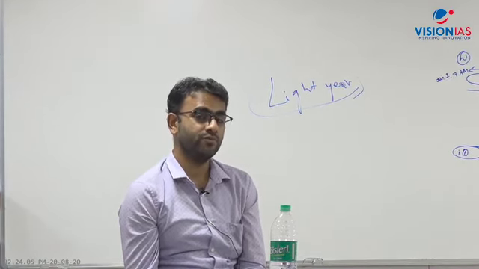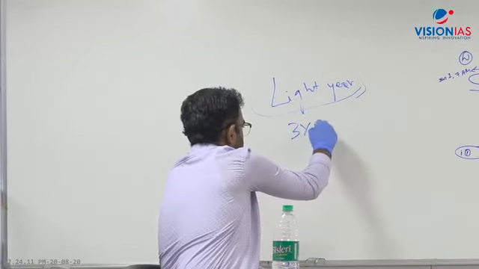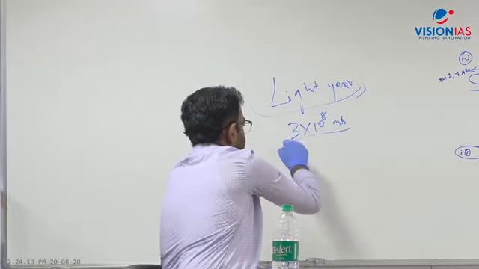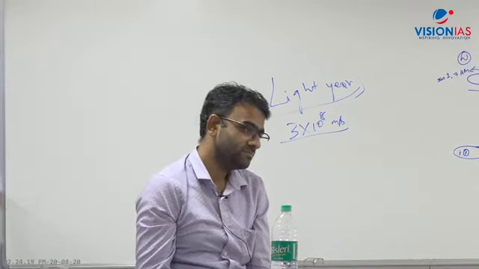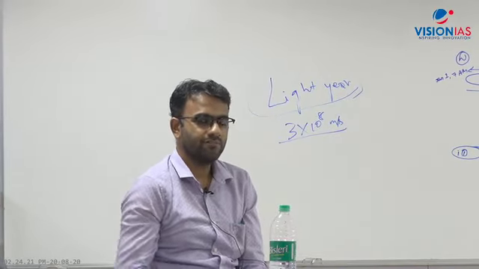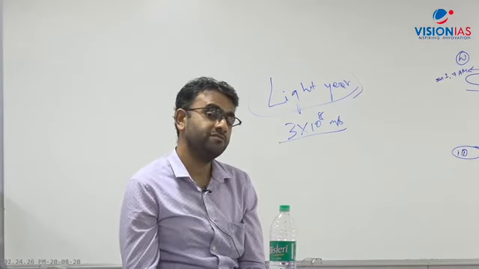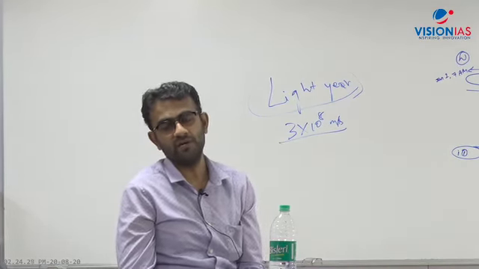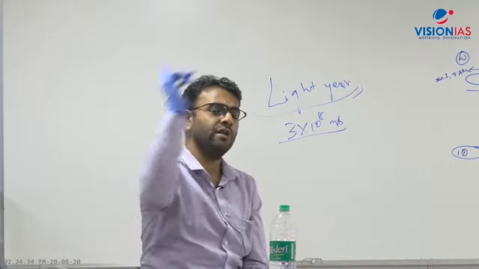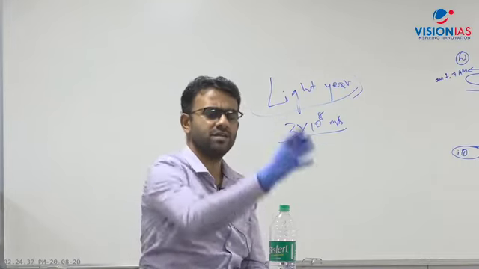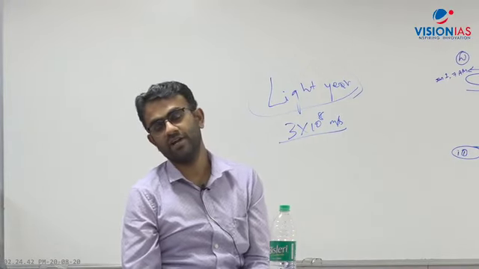You can imagine what would be the speed of light? 3 into 10 to the power 8 meters per second. You have to put 8 zeros after the 3. So that many meters per second is the distance travelled by light in 1 second. So at that speed, if light is travelling for a full 1 year, how much distance can it travel? That distance is called 1 light year.